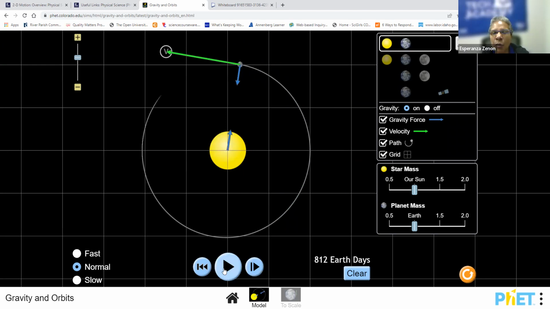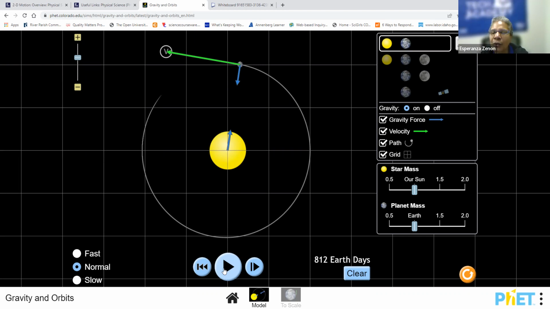So we have to go back and remember that velocity has two components. The speed part in this case, which is the size of the green arrow, which is fixed, and the direction, whichever way the green arrow is pointing. So since that direction is changing, our velocity is changing.